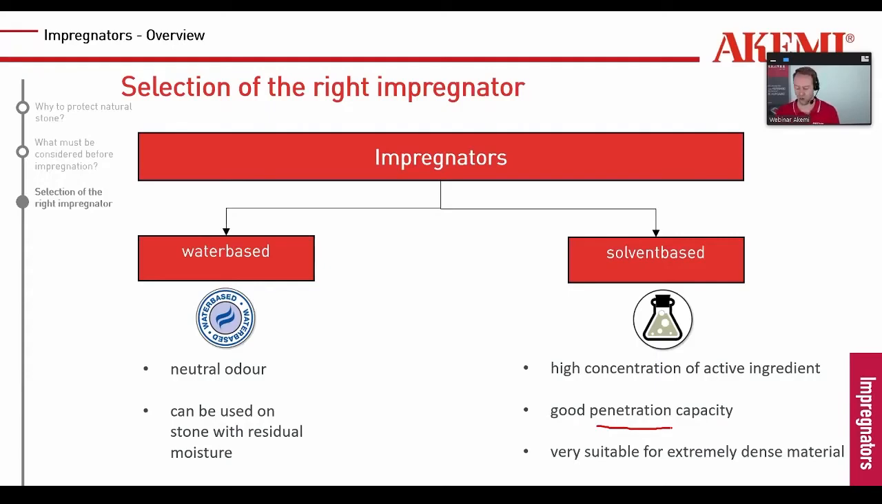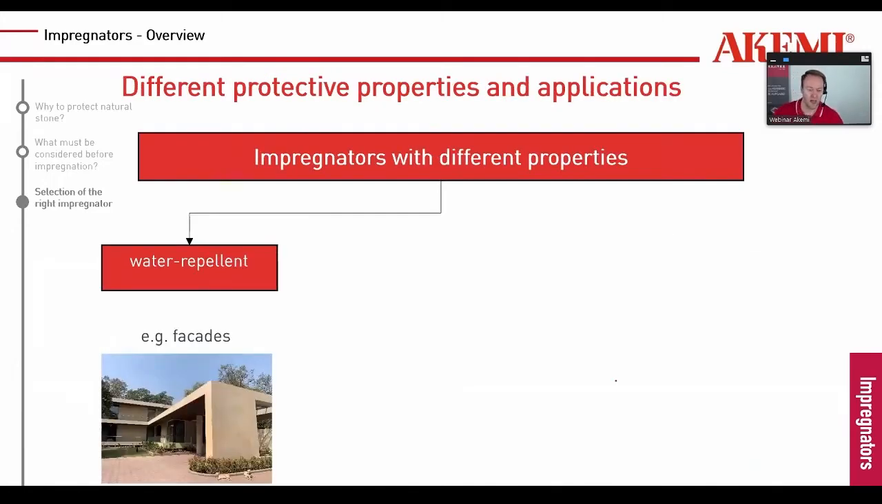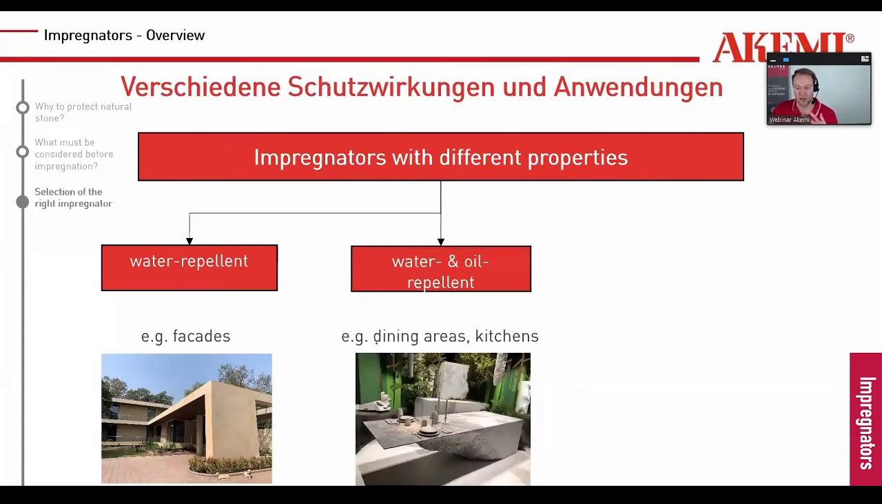Then it comes to the application field. We have some sealers that have a water and dirt repellent effect. They have this hydrophobic effect, for example, on a facade, perfectly fine. You don't need oil protection on a facade. So water and dirt repellent is completely enough. That would be the right choice here. But when it comes to dining areas, kitchen countertops, restaurants, there you need water, oil, and dirt repellent sealers. And this would be your choice in this case.